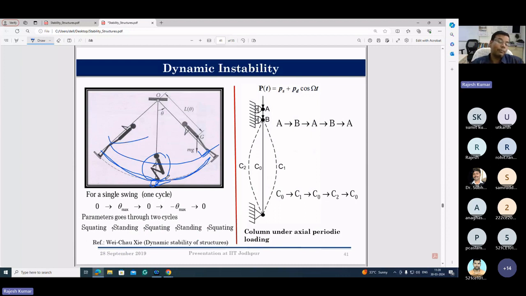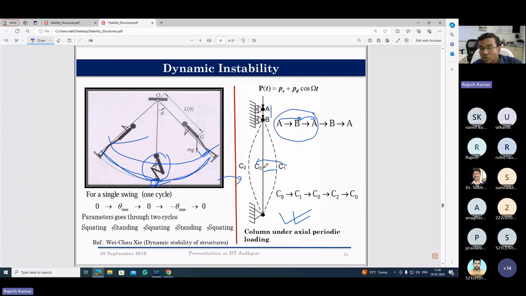The external parameter will complete two cycles, and your system will complete one swing. The system swing completes one cycle, then you have the maximum amplitude. That example I have shown here, we relate with this column example. In the column example, you look at this column going from C0 to C1 when A to B, again C1 to C0 when coming B to A. It means it completes one cycle.